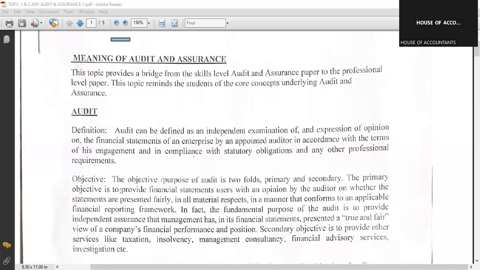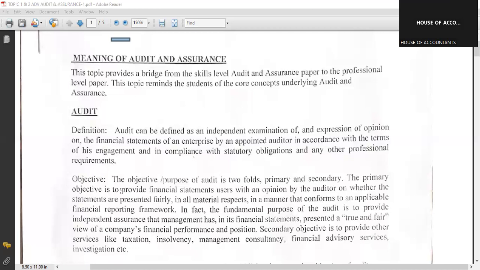So in all material respects, in a manner that conforms to an applicable financial reporting framework. Because there is a framework, there is standard, there is law and regulations that the auditor must follow in a way that follows that framework. In fact, the fundamental purpose of the audit is to provide independent assurance that management has in its financial statements presented a true and fair view of the company performance.